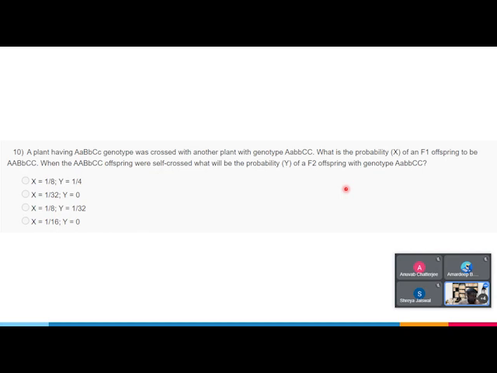Okay, so let me share my screen. So here we are back to the whiteboard. For this type of question, the trick is that you have to simplify the entire multi-hybrid cross into simple monohybrid crosses.